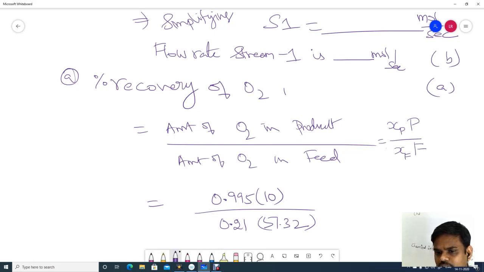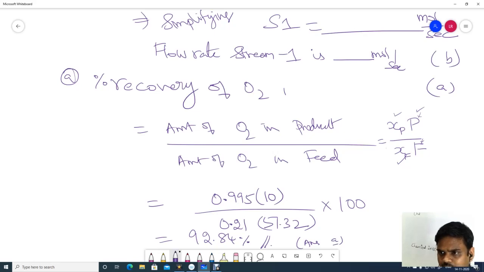So this is what we have substituted. All the mole percentages are given, the P value is given in the question, and F we have determined. It is asked in percentage, so multiply by 100 to get the percentage recovery of oxygen in the oxygen rich stream, which is 92.84%. That is the answer for part A.